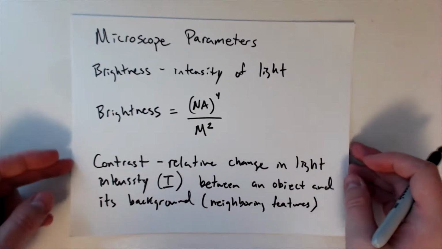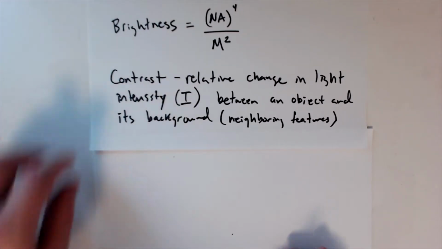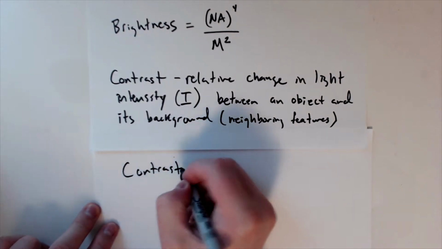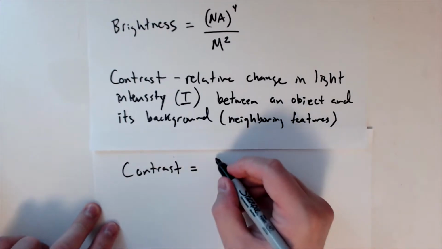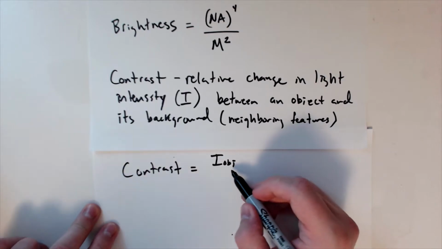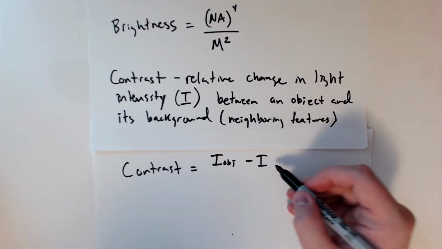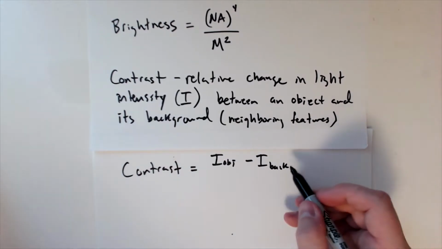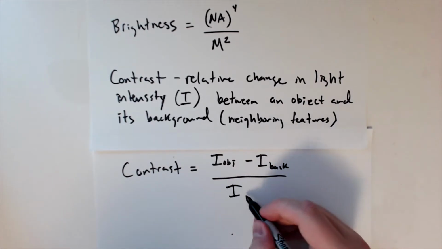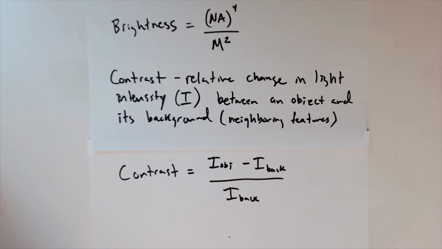We can describe contrast as an equation. Contrast equals the intensity of the object, which I'm going to abbreviate with the subscript OBJ for object, minus the intensity of the background, subscript back to represent background, over the intensity of the background, I sub back again.